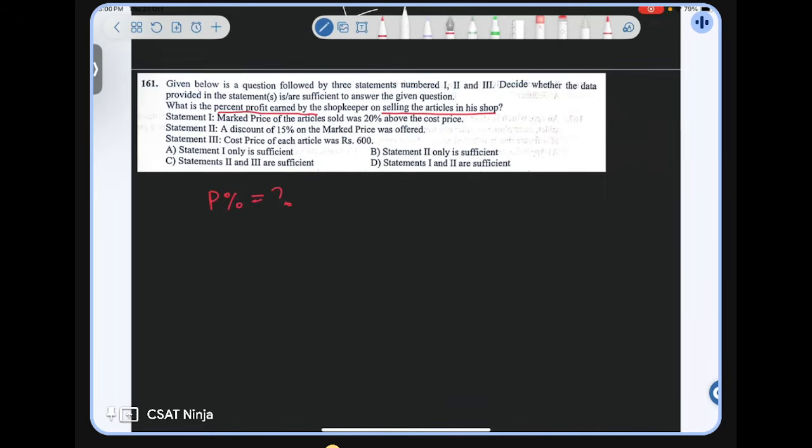Statement number 1 here is the marked price of an article sold. Okay, the mark price of the article sold was 20% above the cost price. The question says the mark price was 20% above the cost price. Can I write it like this? Cost price, if I assume it as 100, the mark price is 20 above. That means 120%. If the cost price was 100%, that means the mark price is 20% above, which is 120. That's what statement number 1 says.